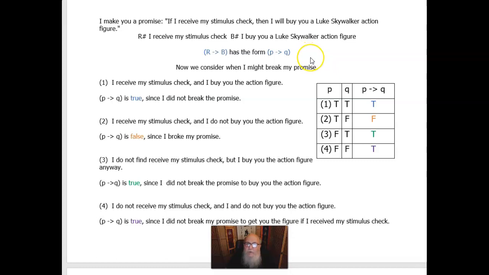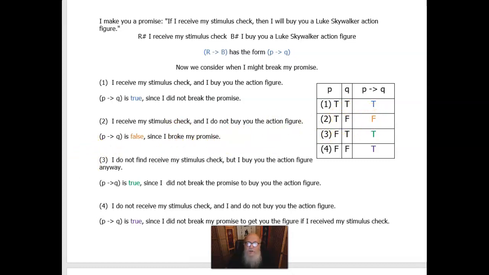Now let's consider why I might break my promise, relating that to our truth table. Suppose in case 1, I receive my stimulus check and I buy you the action figure. Well, if P, then Q is true, since I did not break the promise. True, then true is true. Now suppose I receive my stimulus check and I do not buy you the action figure. I don't think I'd do that, but if I did, if P, then Q is false, since I broke my promise. True, then false is false.